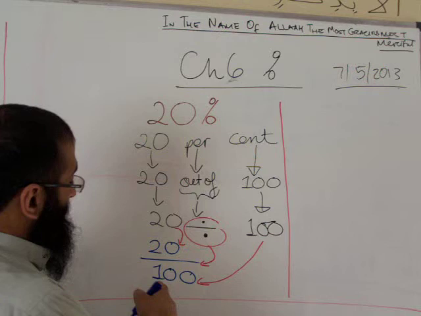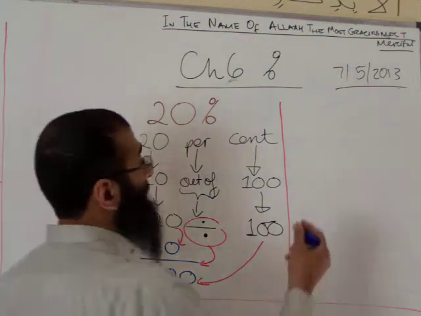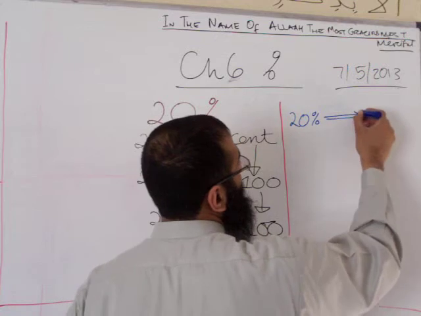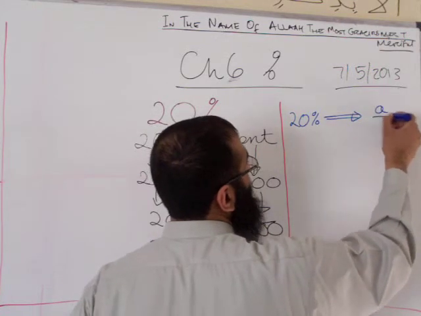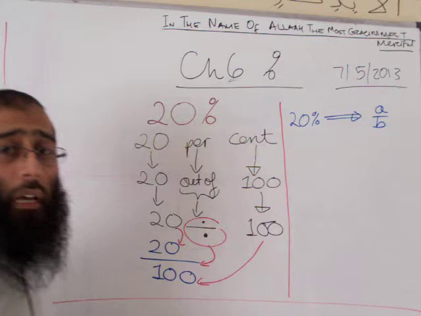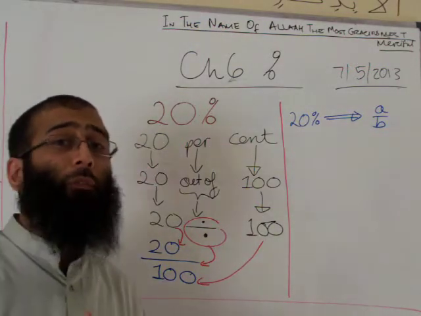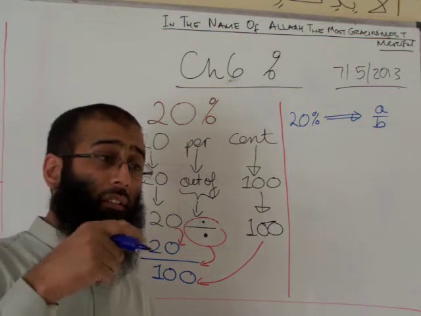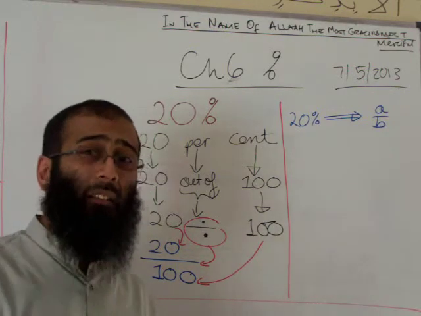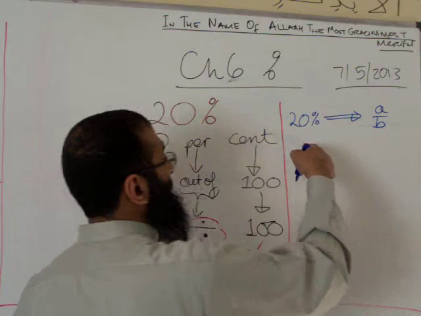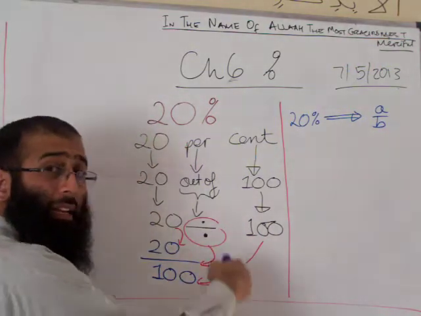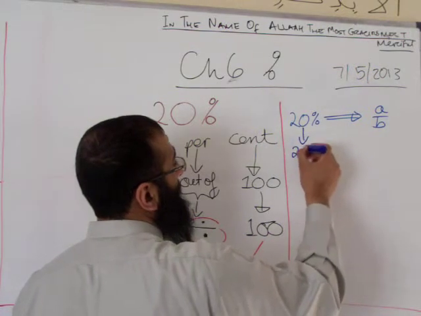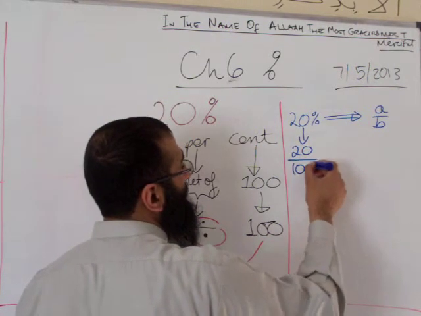Right, here we go. We've got 20 over 100 now. Say for example you have a question. We have 20% and we have to change that into a fraction. And what kind of fraction? A fraction that's simplified to its lowest terms. Another word that could be used for simplified is cancelling. So 20%, we just worked out what 20% means. So I'm going to replace 20% by 20 over 100.